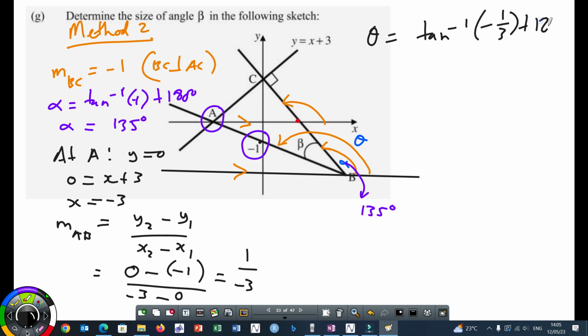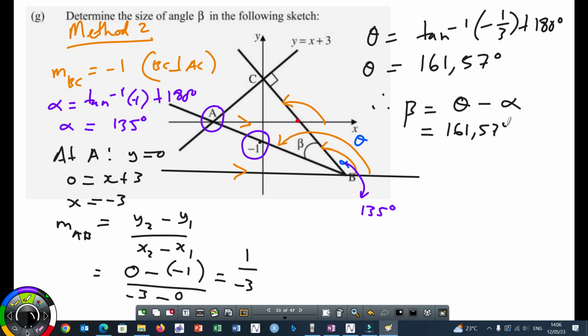Now, I'm smiling already. So theta is going to be equal to shift tan of minus a third plus 180. What answer do you get? 161.57. Then, therefore, beta is going to be equal to theta minus alpha, which is 161.57 minus 135. What answer do you get? 36.57.